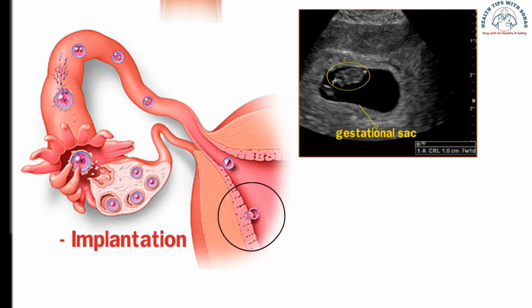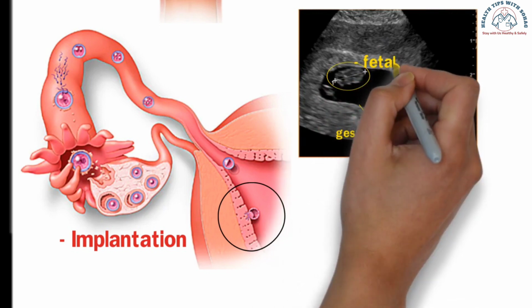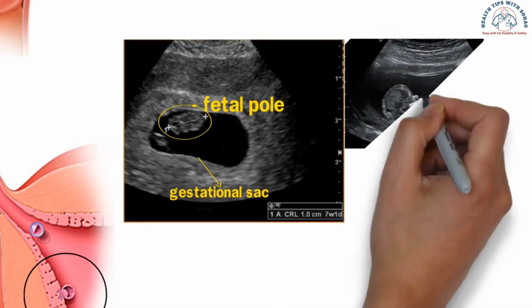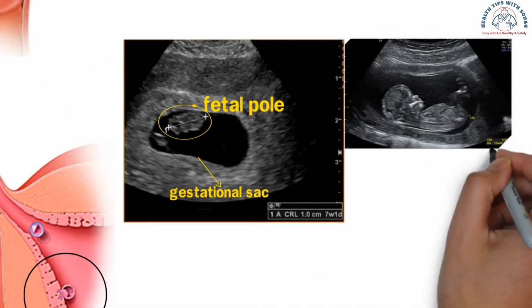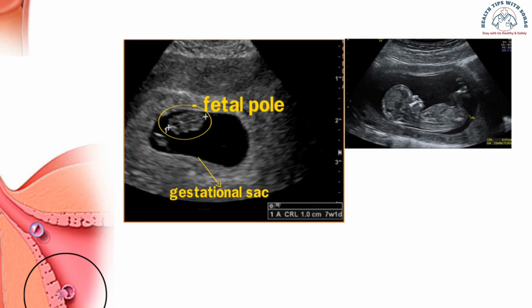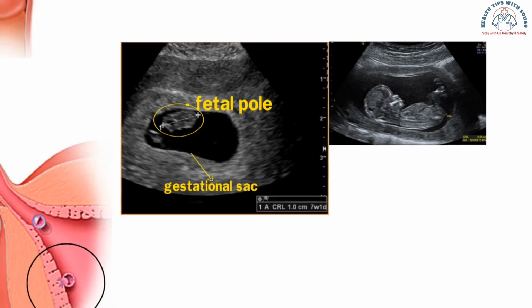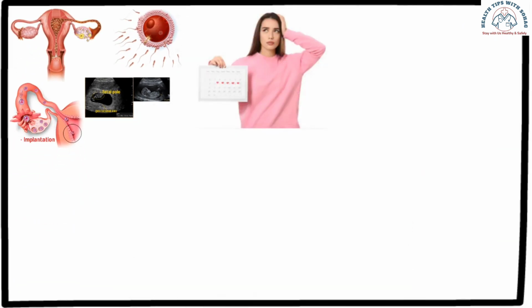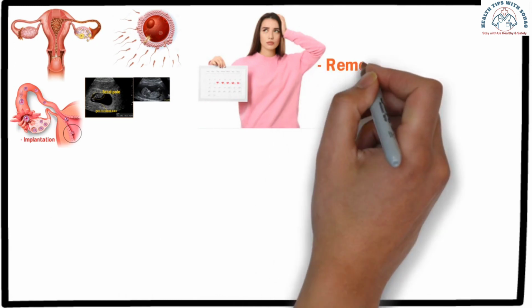The embryo within the gestational sac is referred to as the fetal pool. The fetal pool gradually grows, developing into a baby. So, we now understand what the gestational sac and fetal pool are. From ovulation to the transformation of a single cell into a baby, this process occurs in several stages.